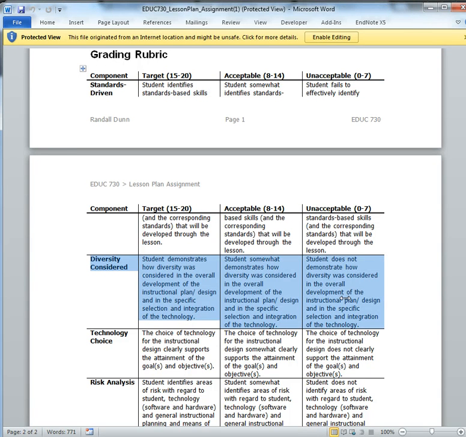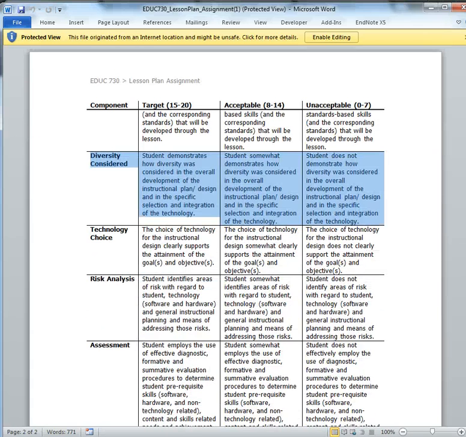Diversity considered. This is where you start talking about the students you're teaching and how it influences you. The third one is technology choice. This is where you can come up with something creative. Don't just use PowerPoint. Don't just use Microsoft Word. Don't even just say we looked at a YouTube video. Try to come up with something that's going to stretch you a little bit. Do something interesting and different for yourself in technology choice, because that really can help to meet the student needs.